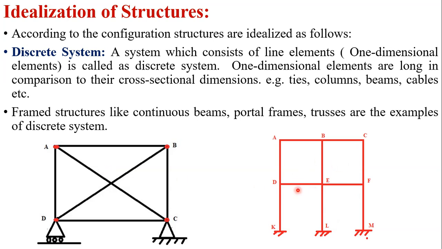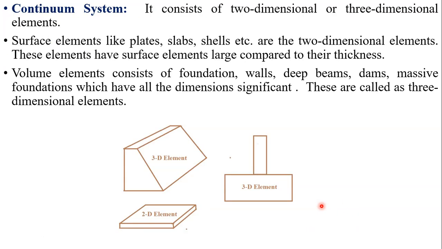Similarly, this is a frame which consists of different members connected to each other. All these members are one-dimensional. While doing the analysis, we will consider their length only. So these are line elements, and hence the structure is called a discrete system. The second type is the continuum system. A continuum system consists of two-dimensional or three-dimensional elements.